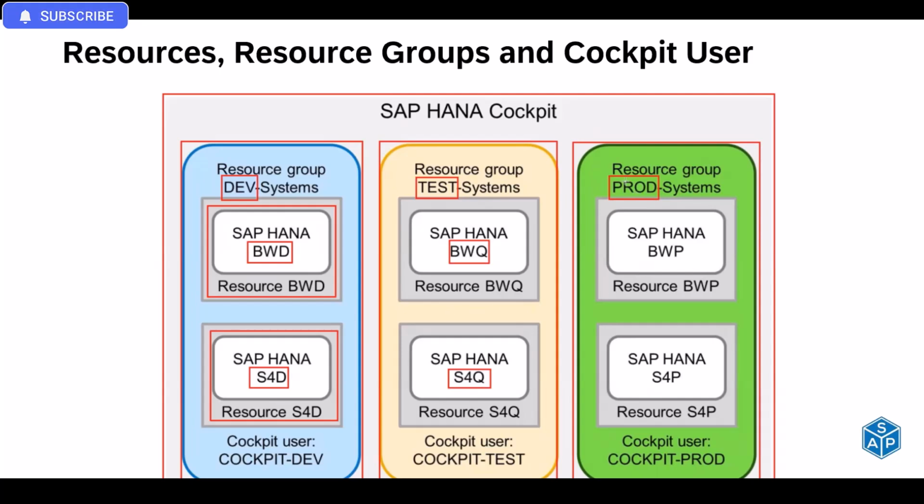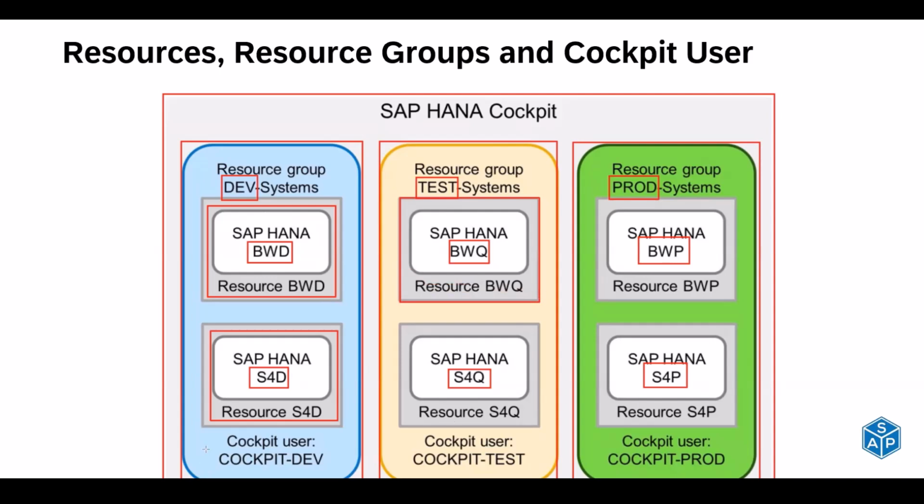Okay, now if you see over here, you can also see your BW production database and your S4 HANA production database. So you can create different resource groups. In each resource group, you can add different resources. You can see the gray boxes, these are your resources.